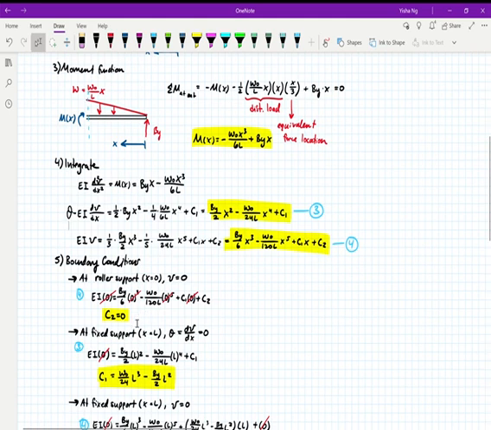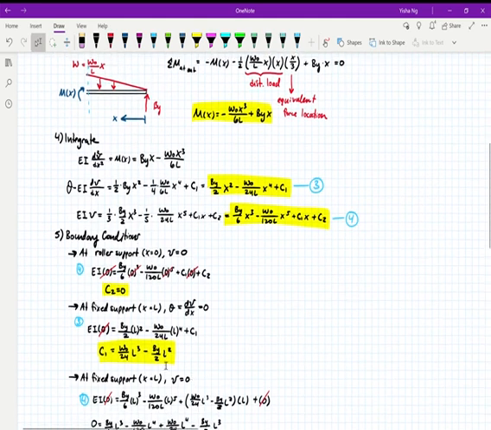Next, I'm going to look at my fixed support, which is at x equal to L, the length of the beam. I know that the angle is also equal to 0. So the angle is the change in deflection. I'm going to plug that into equation 3 in order to find C1. That gives me this value. And then I can plug it in.